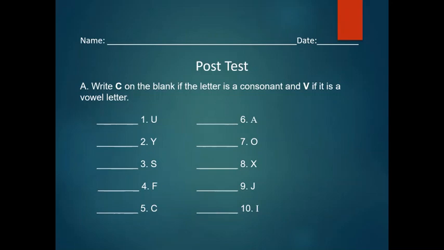Okay, the instruction is, write C on the blank if the letter is a consonant and V if it is a vowel letter. Okay, number 1, U. Write C if letter U is a consonant letter and write V if letter U is a vowel letter. Okay, start now.